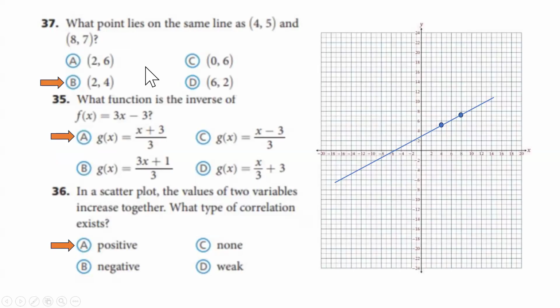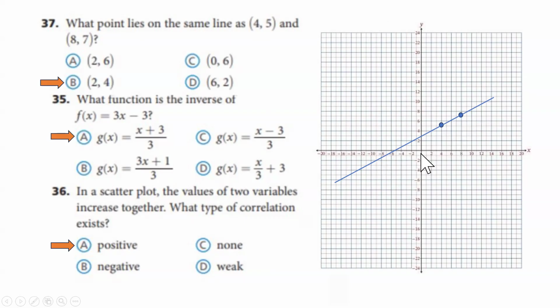The question that you send me is: what point lies on the same line as 4, 5 and 8, 7? According to this graph, the point 4, 5 is this blue point here, and the point 8, 7 is this point here. So which of these 4 points lies on this line?